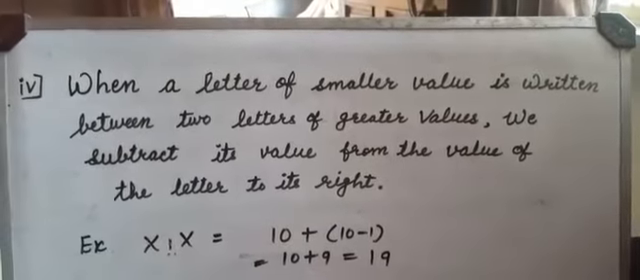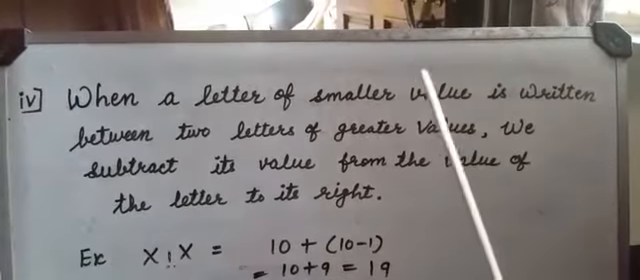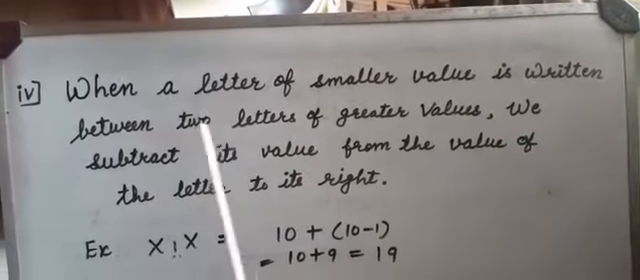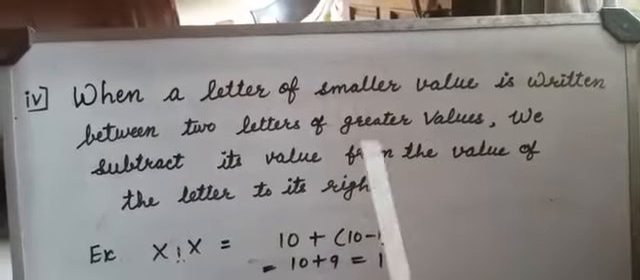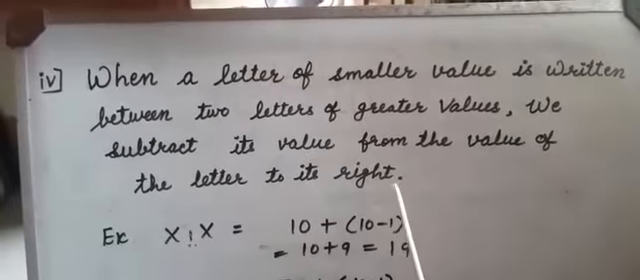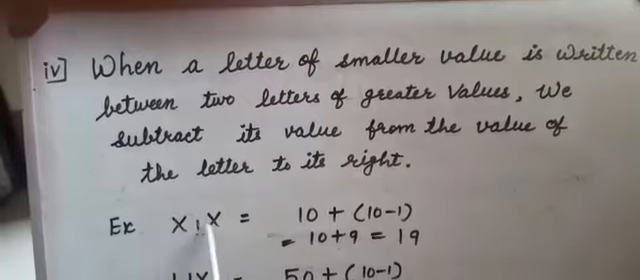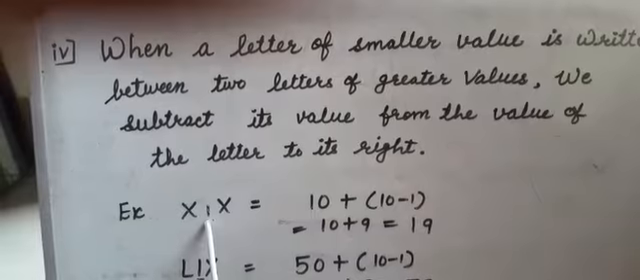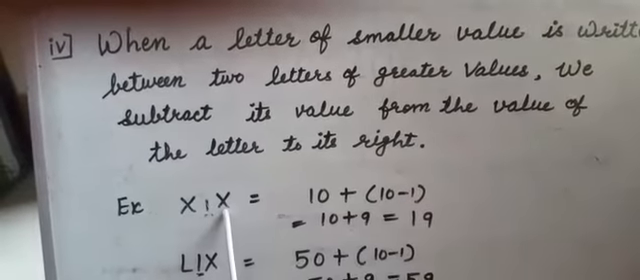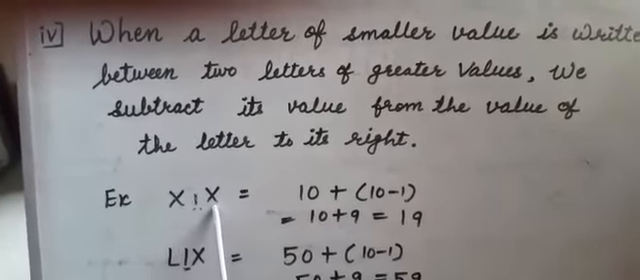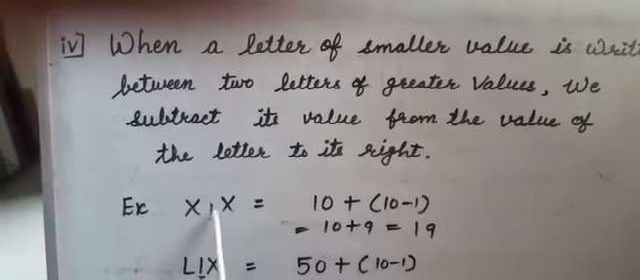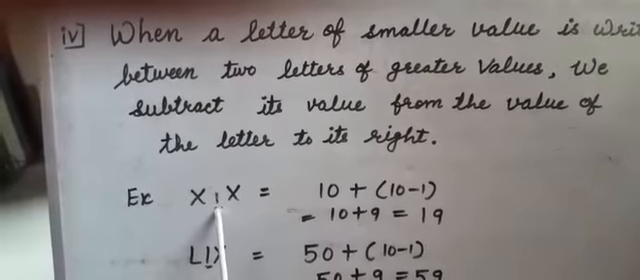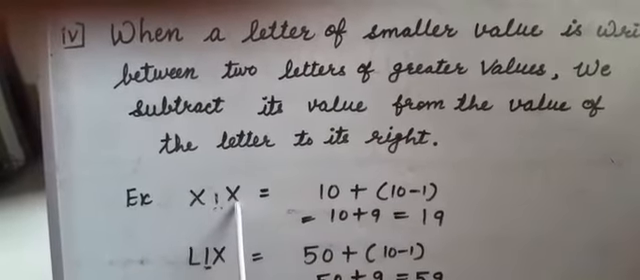Now the fourth rule. When a letter of smaller value is written between two letters of greater values, we subtract its value from the value of the letter to its right. What it means? When there are two greater values written and the smaller value is written in between, then we subtract the smaller value from the letter which is at the right hand side. Now in Hindi I will say, जब दो बिग लेटर्स के बीच में स्मॉलर वैल्यू लिखी जाती है तब उस स्मॉलर वैल्यू को हम जो राइट हैंड साइड में उसकी बिग वैल्यू उसमें से सब्ट्रैक्ट करेंगे.